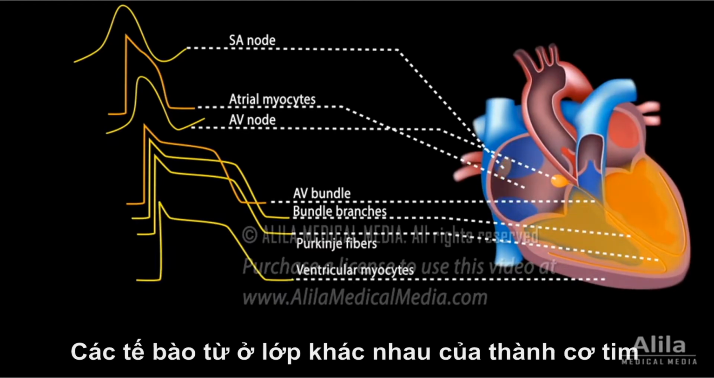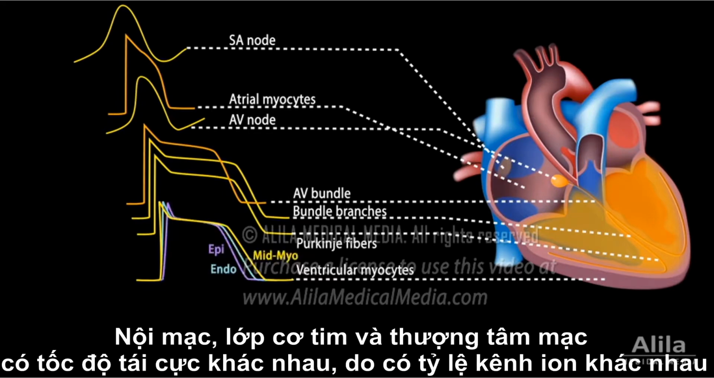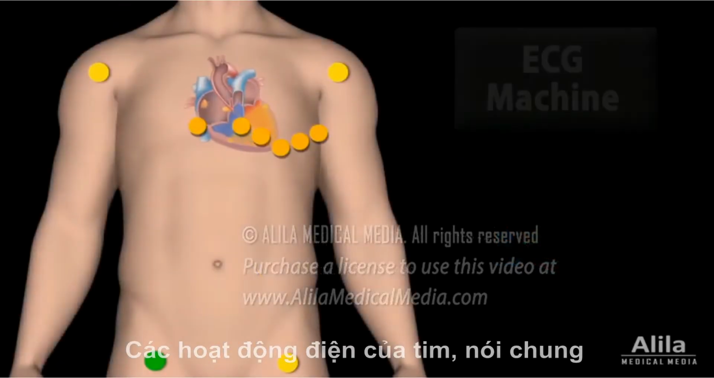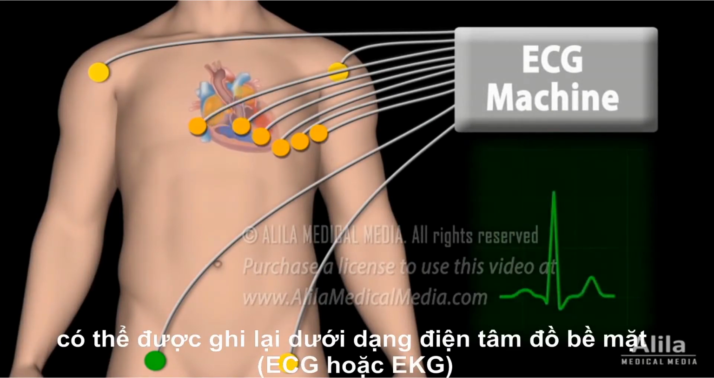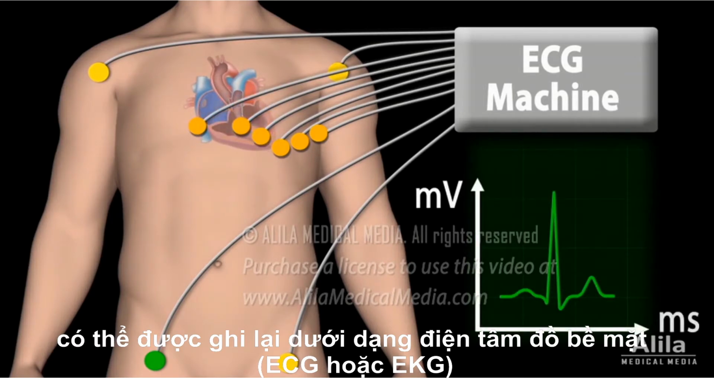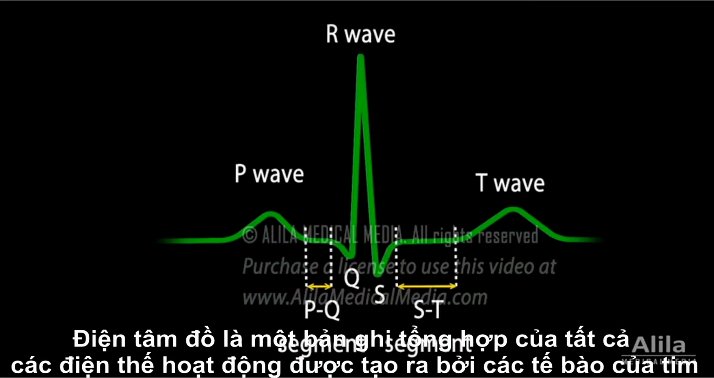Myocytes from different layers of the heart wall, the epicardium, mid-myocardium, and endocardium, exhibit different rates of repolarization due to different ratios of ion channels. Electrical activities of the heart as a whole can be recorded in the form of surface electrocardiogram, ECG or EKG. An ECG is a composite recording of all the action potentials produced by the cells of the heart.